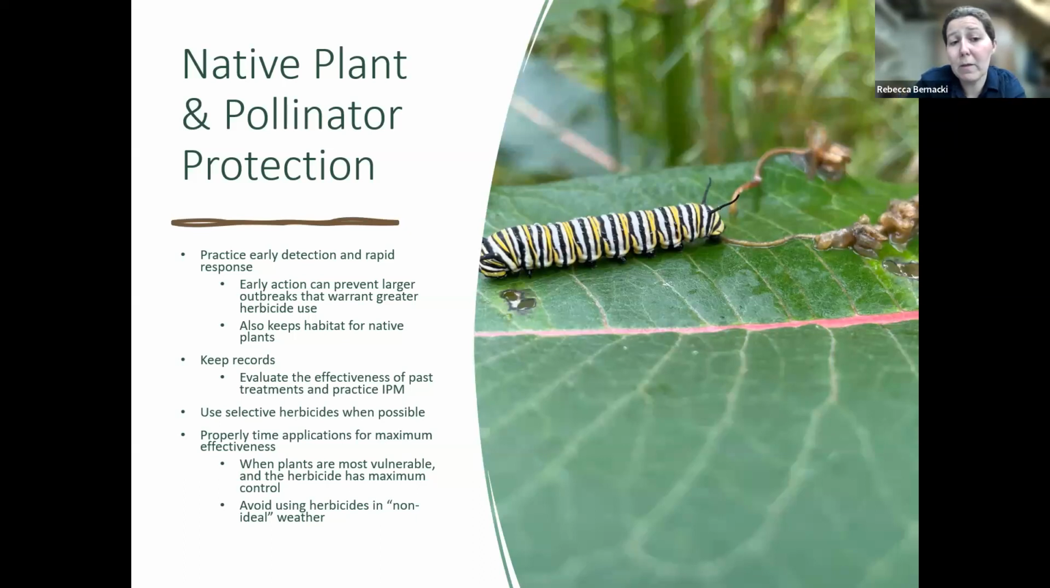When possible, we want to use selective herbicides. If we're targeting a graminoid or a grass, maybe we want to use a grass-specific herbicide instead of a general use herbicide. And I've already touched on this, but we always want to properly time our applications for maximum effectiveness. So we did our IPM research and we figured out when the plant's most vulnerable to that herbicide and when it has maximum control. We also want to avoid using herbicides in non-ideal weather, as I already talked about.